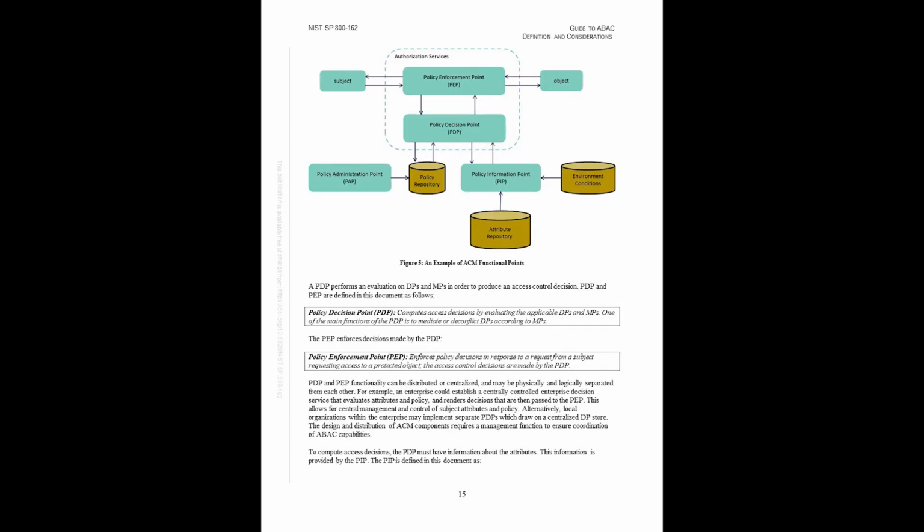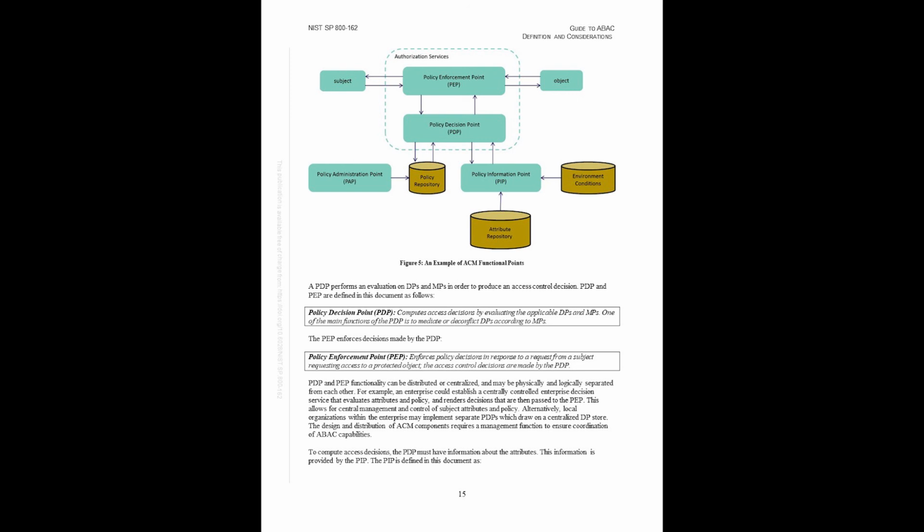Within the ACM are several functional points that are the service node for retrieval and management of the policy, along with some logical components for handling the context or workflow of policy and attribute retrieval and assessment. The main functional points are the Policy Enforcement Point, PEP, the Policy Decision Point, PDP, the Policy Information Point, PIP, and the Policy Administration Point, PAP. When these components are in an environment, they must function together to provide access control decisions and policy enforcement. A PDP performs an evaluation on DPs and MPs in order to produce an access control decision.